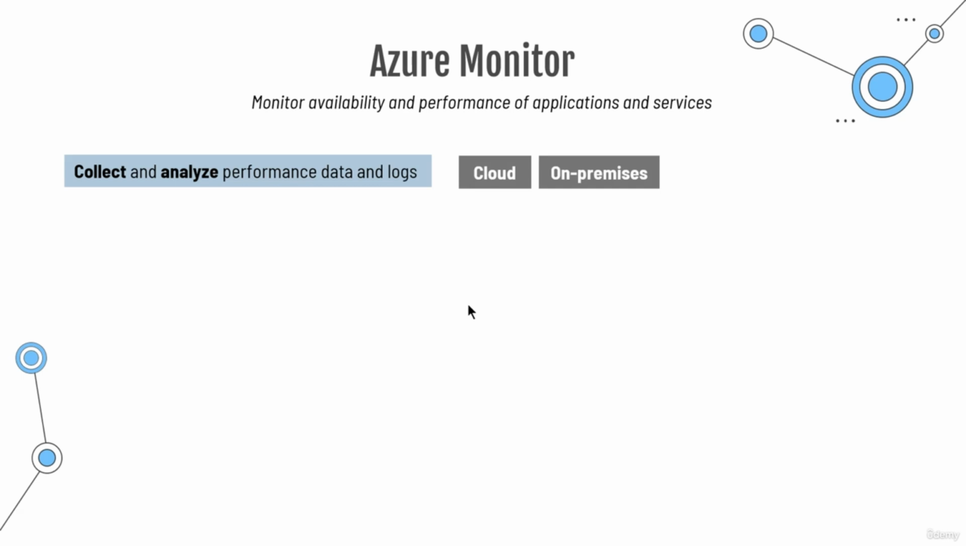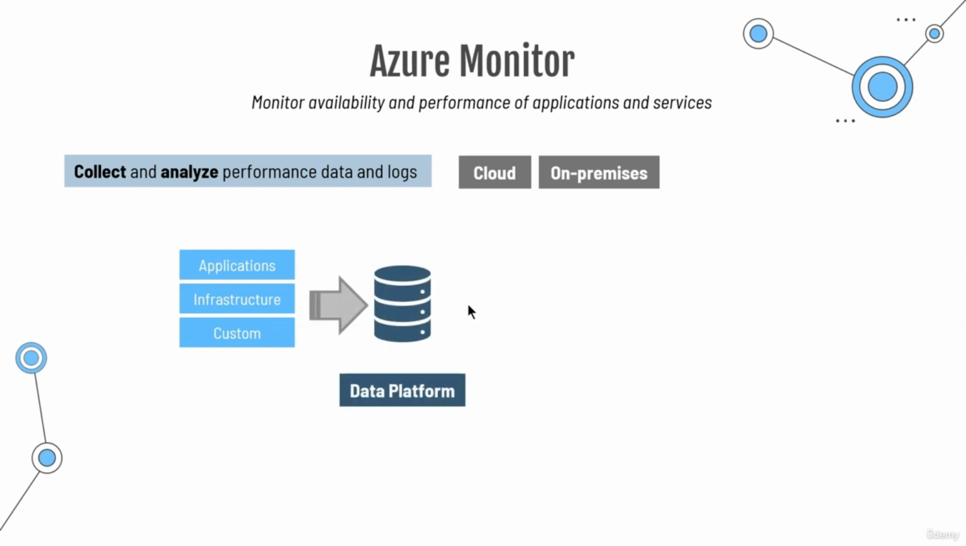So how does this work exactly? First of all, we have a lot of different data sources that track different data metrics, and this can be applications, it can come from infrastructure, but we can also use custom sources. For example, we can also use REST APIs to feed in additional data. And then all of this data will be stored in a data platform, and this will be stored as logs, metrics, and changes. And just in a second, we'll talk about the difference between those different types of data.